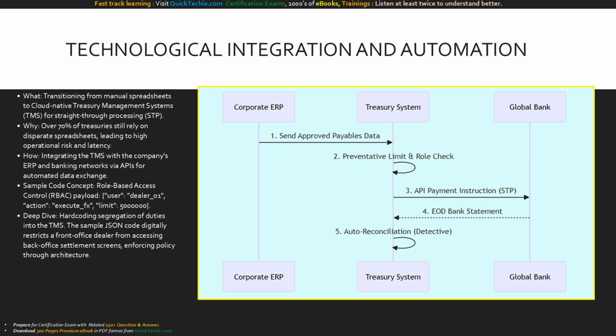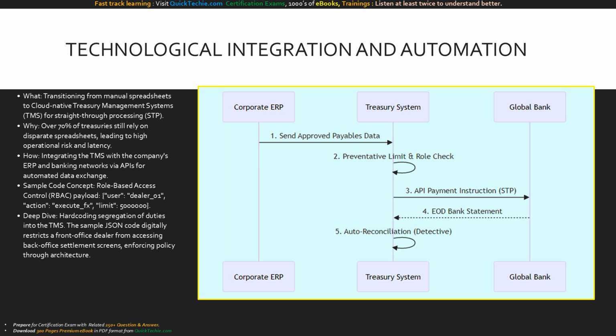This sequence diagram walks us through an automated, straight-through processing workflow. First, the corporate ERP pushes approved payables data to the Treasury system. Second, the TMS automatically performs a preventative limit and roll check. Third, having passed the check, the TMS fires an API payment instruction directly to the global bank. Zero manual data entry is involved.